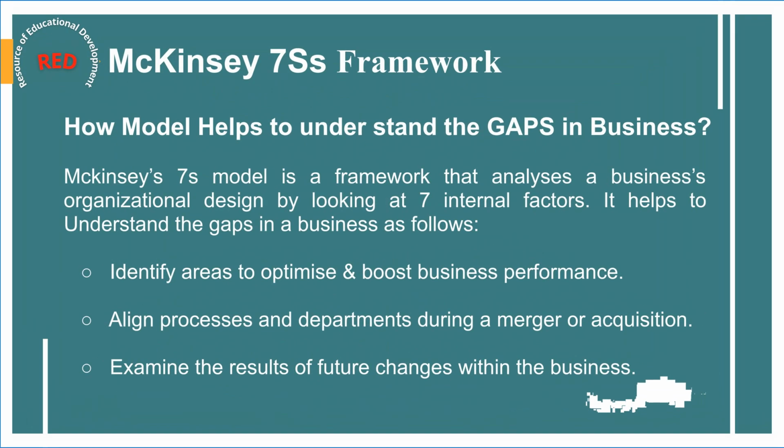How the model helps to understand the gaps in business. McKinsey's 7S model is a framework that analyses a business's organizational design by looking at 7 internal factors. It helps to understand the gaps in a business as follows. Identify areas to optimize and boost business performance. Align processes and departments during a merger or acquisition. Examine the results of future changes within the business.